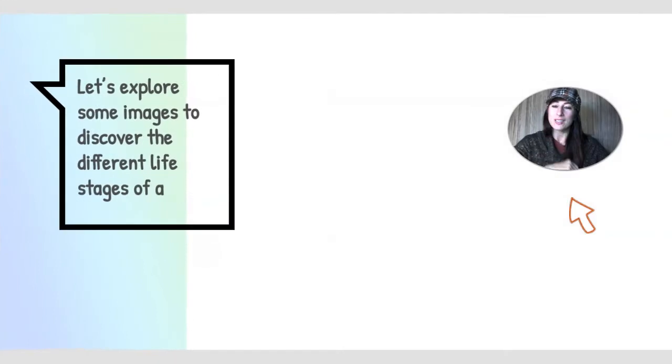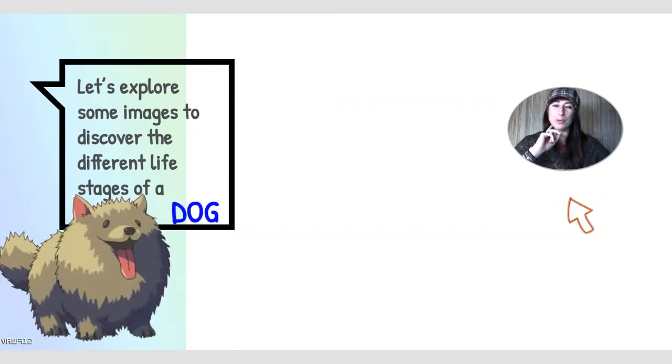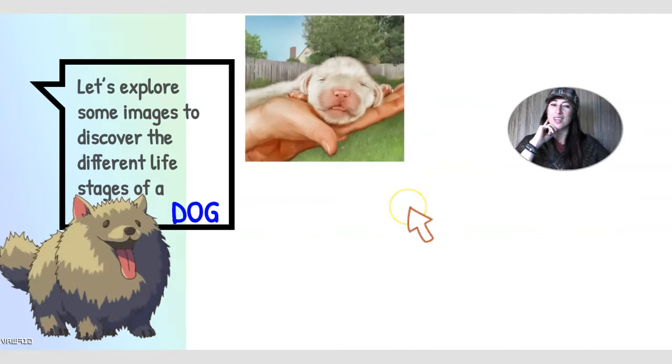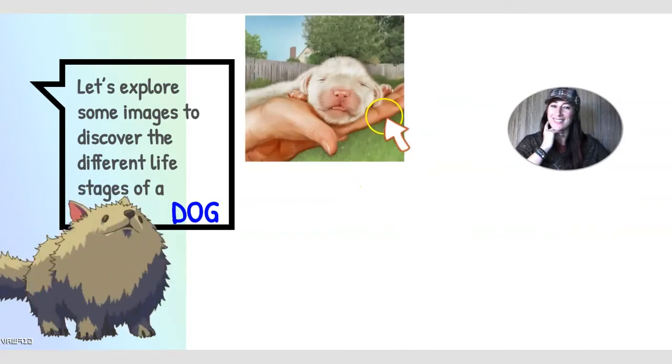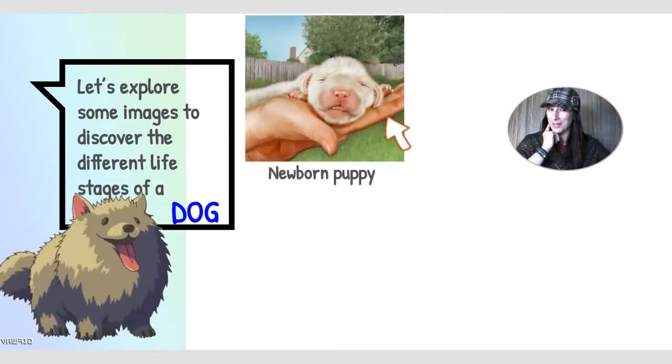Let's explore some images to discover the different life stages of animals. You may be asking, what are we going to be exploring? Images of what? Well, we will be exploring 2 different animals, and the first one that we'll be exploring is a dog. That's correct. Let's look at the first image. Here we have this cute, that's right, newborn puppy.